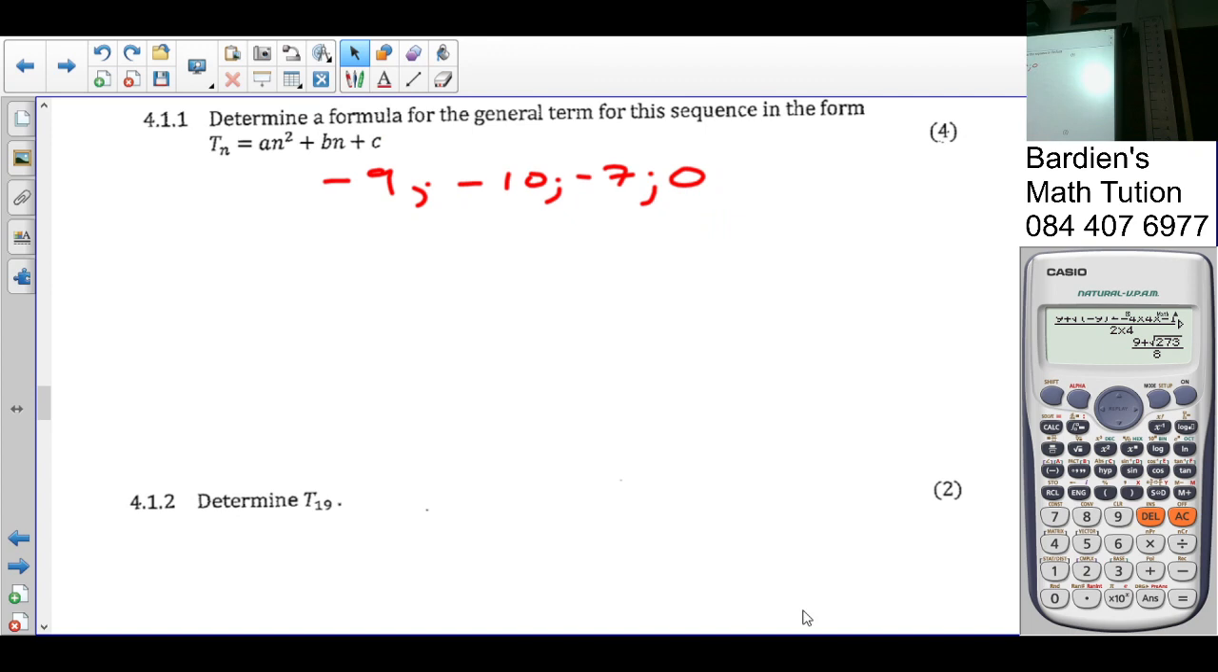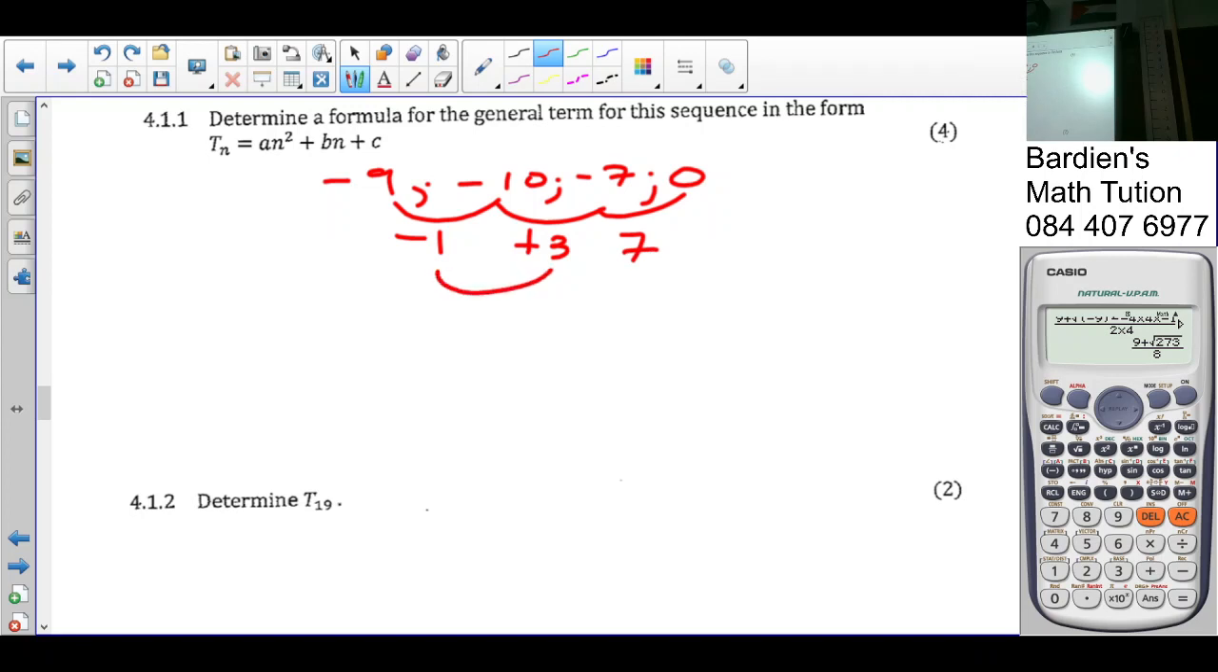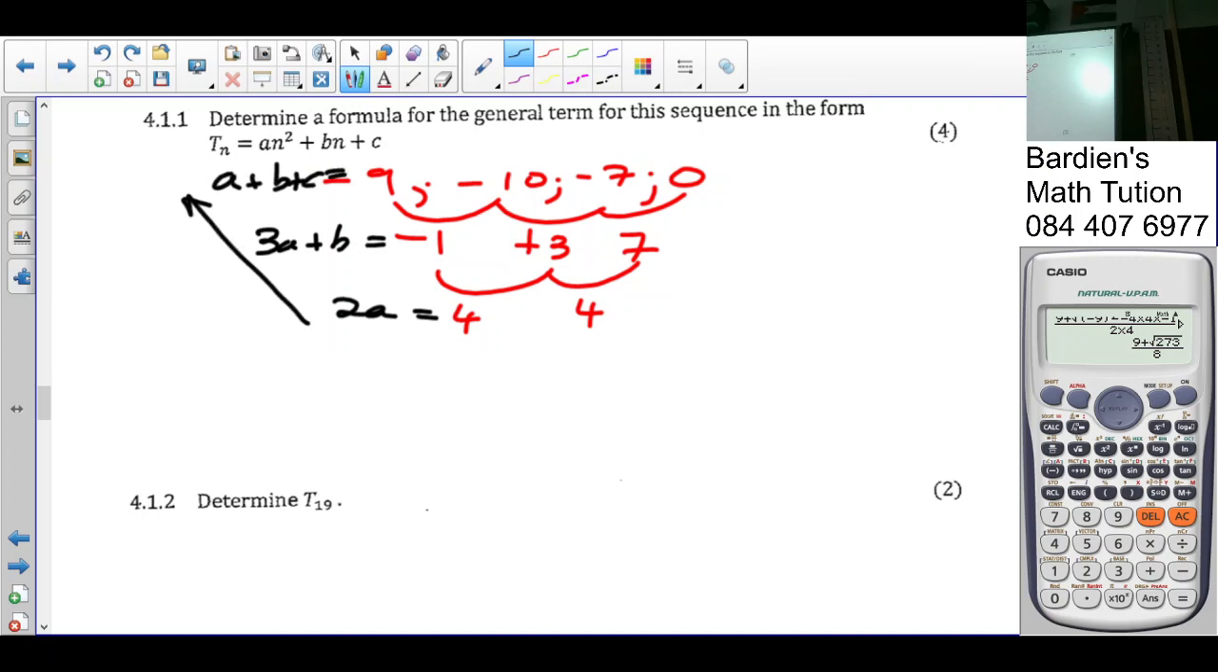Right, how do we move from negative 9 to negative 10? Minus 1. From negative 10 to negative 7? Plus 3. Then? Plus 7. How do I move from negative 1 to 3? Plus 4. How do we get that? 3 minus negative 1. Or we must add 4 to 3 to get 7. Do you agree with that? What do we write on the side? 2a, 3a plus b, a plus b plus c. Bottom up. Not so?